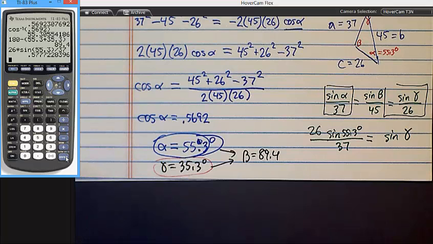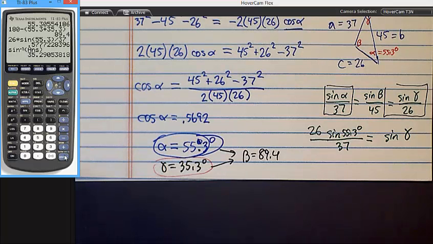There's a big mess. That equals the sine of gamma. So if I take the inverse sine of that answer, that's another way to get gamma. 35.3 degrees. Okay. Which is what you guys got using law of cosines, I think.